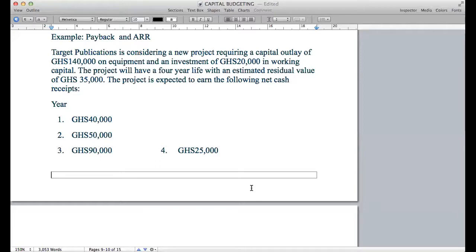And then the cash flow is year 1, year 2, year 3, year 4. So year 1 says 40,000. What again? 50,000. 90,000. Finally, and 25,000. So this is the question. Good. Now I have the question. Let me take the screen off.